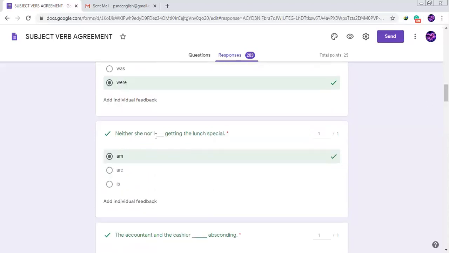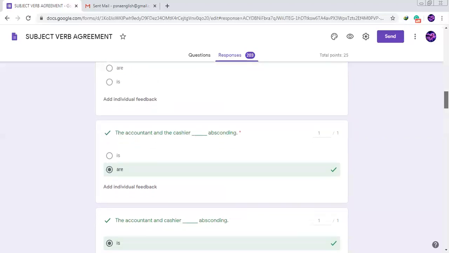"Neither she nor I". I told you when two subjects are combined by either-or or neither-nor, give importance to the second subject. So here the second subject is "I", and the correct answer is "am". Two different subjects combined by neither-nor, give importance to the second subject. Here also the student is right.